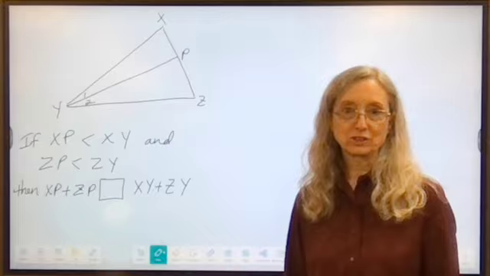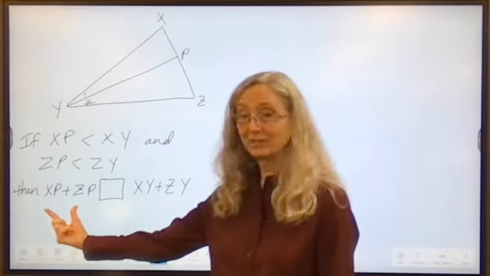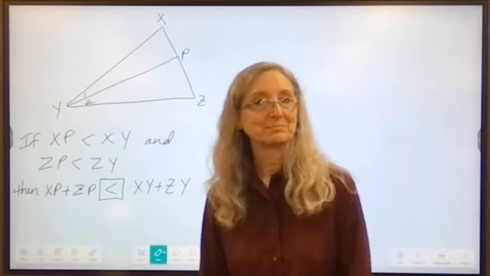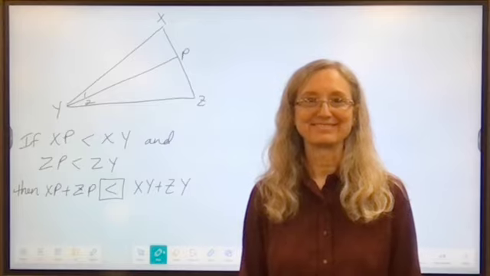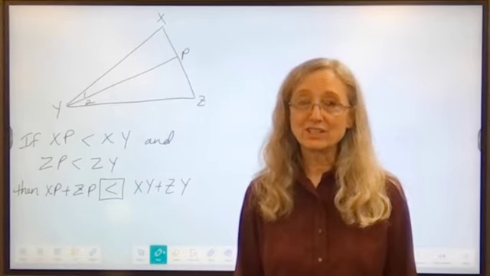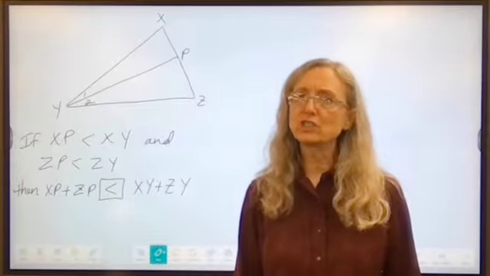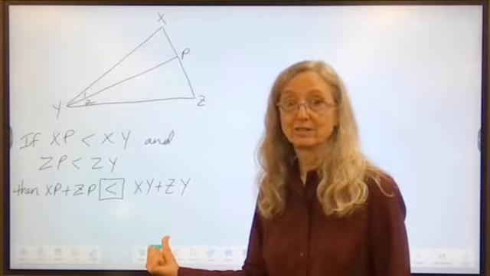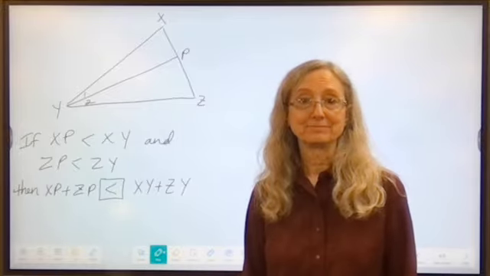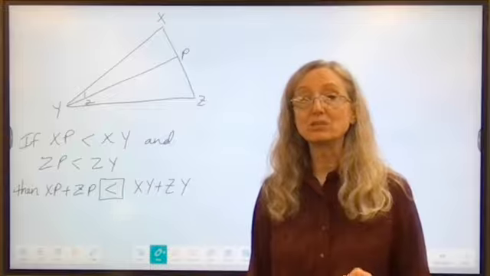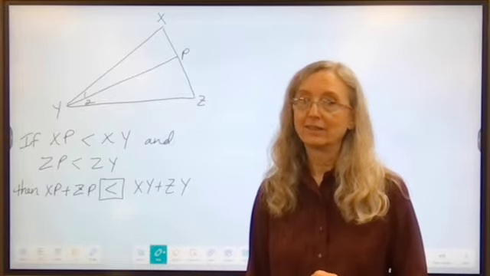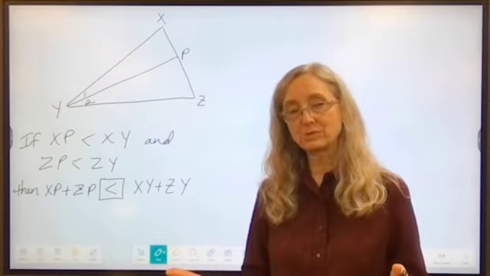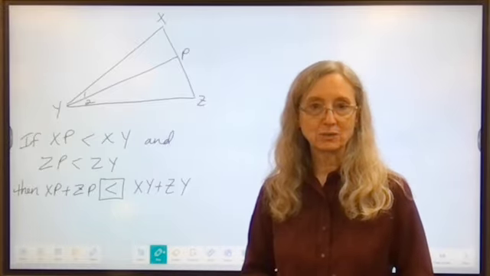So what do you think the relationship's going to be? These are still smaller, right? So this should be less than. Hopefully you see that. If I wanted to justify that, I wouldn't just say the comparison property, because I've added to it. See, I've added to each side. So therefore, I would say the addition property of inequality, not the addition property of equality, but it's still the addition property because I'm adding to both sides, but it's the addition property of inequality.